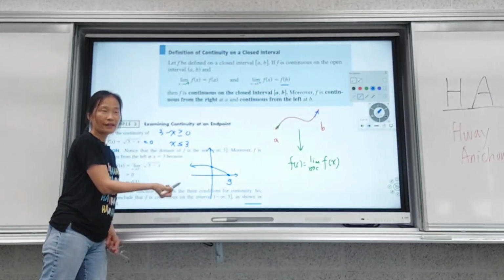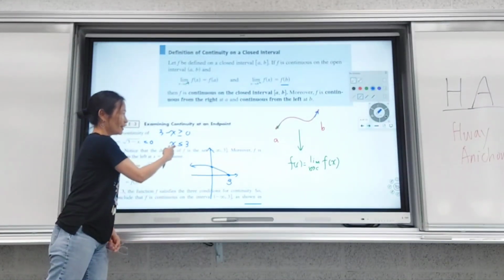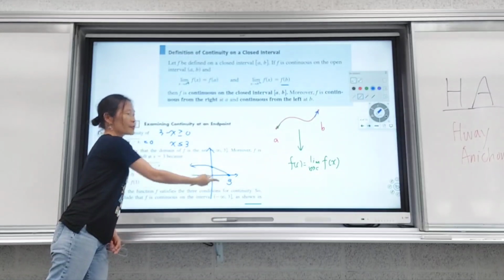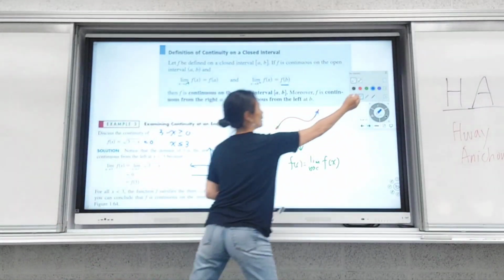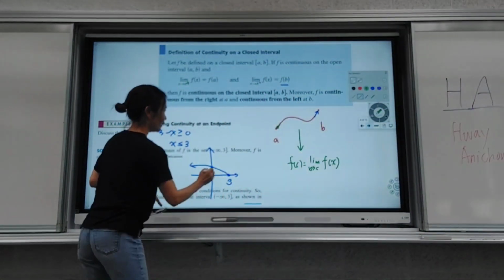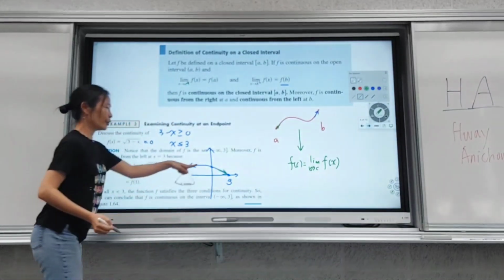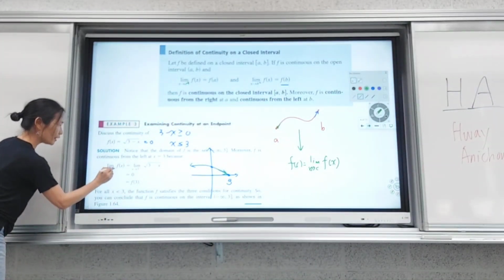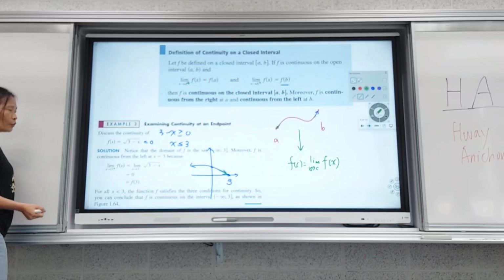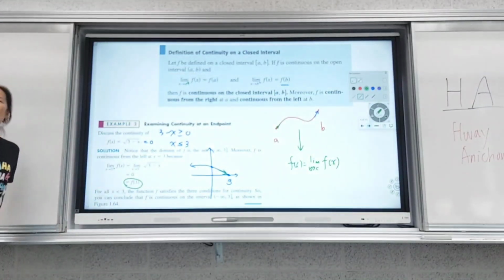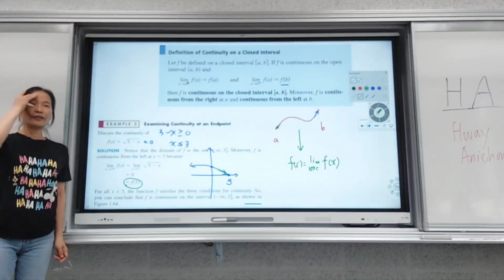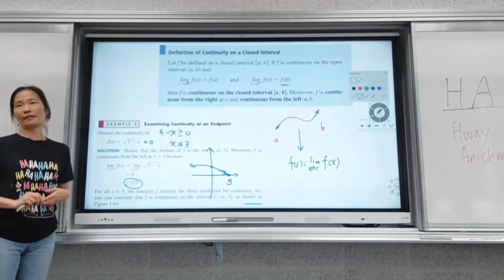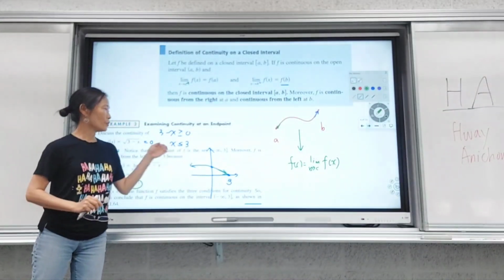Well, that's why the domain is helpful, and also the graph is helpful. I only have the right hand limit, so I need to check the limit approaching from the left of 3 and make sure that is equal to f of 3. Checking that, you can tell me, yes, f of x is continuous within this domain.